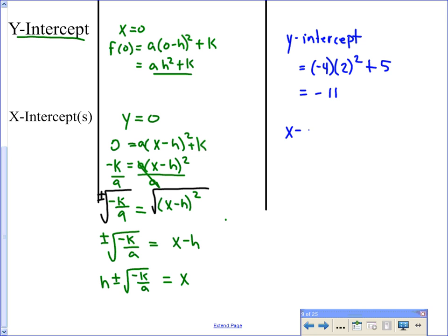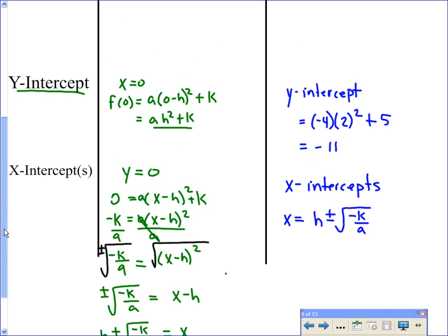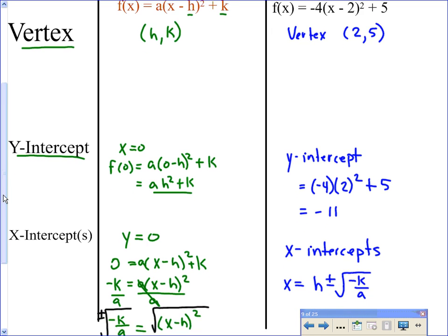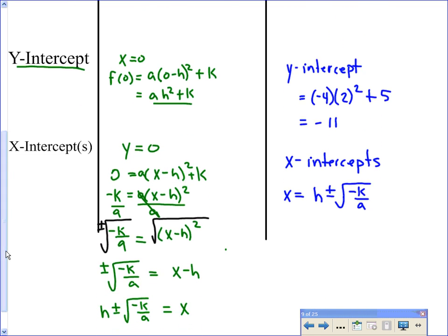Remember our x-intercepts. The formula is going to be that x is equal to h plus or minus square root of -k over a. So going back to look at our equation now, here's our equation. Okay, so we're going to use that to find that the value of h is going to be 2 plus or minus the square root of -5 over -4.